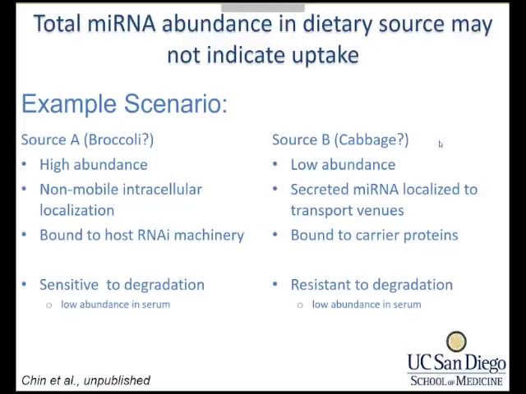However, in order for a food source to confer a high circulating plant microRNA in the recipient mammals, we have to have high abundance in the first place and the proper localization of the plant microRNA inside of that vegetable or that plant food. So this is our guess so far.